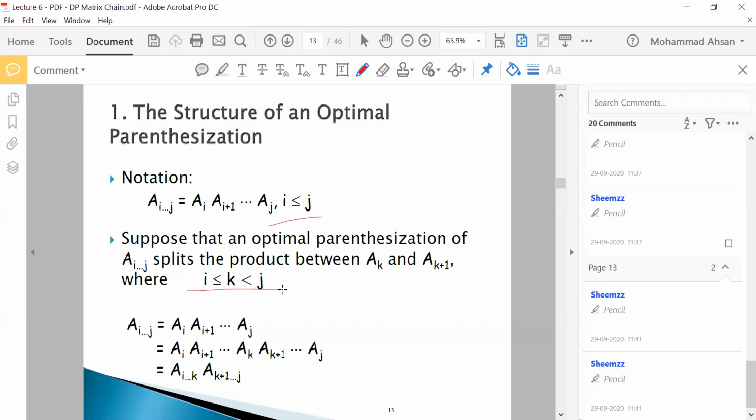So once you split something at K, this K is unknown. So we have to find the optimal K value, which will give us the least number of multiplications. Then you get two subproblems, AI to K and AK plus 1 to J. So if you're splitting at A3, then your next chain will start from 4 onwards. That's why K plus 1, J.